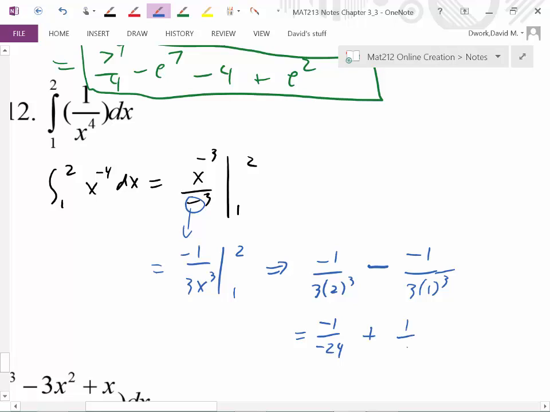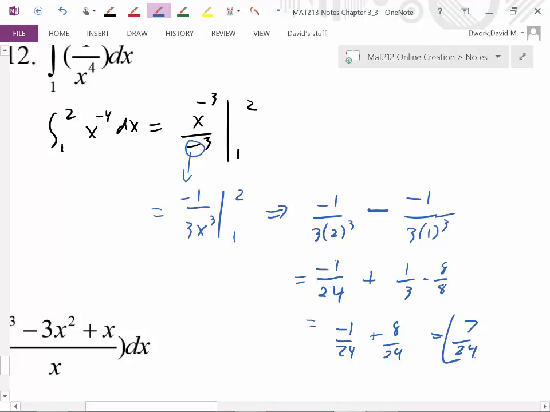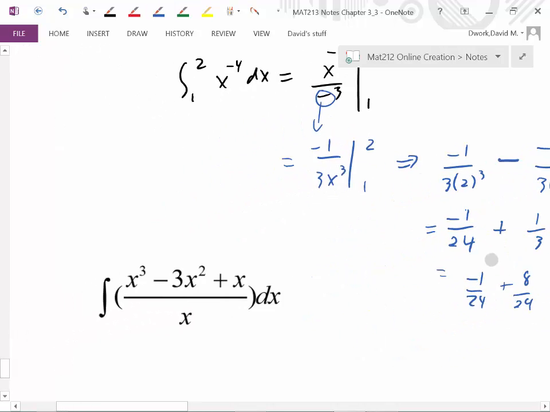And now this is just going to be 1 over 3. And we can multiply this by 8 to get common denominators. Wait, how did I end up with a negative down there? That wasn't right. This should just be negative 1 over 24, right? There we go. Okay, sounds better. So negative 1 24th plus 8 24ths makes 7 24ths. Okay, so there's that answer.